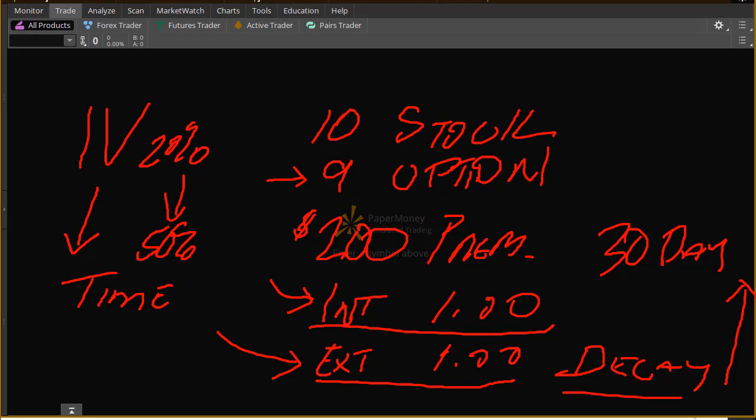Is that making sense? So we always have to think about implied volatility as increasing the risk of the trade.